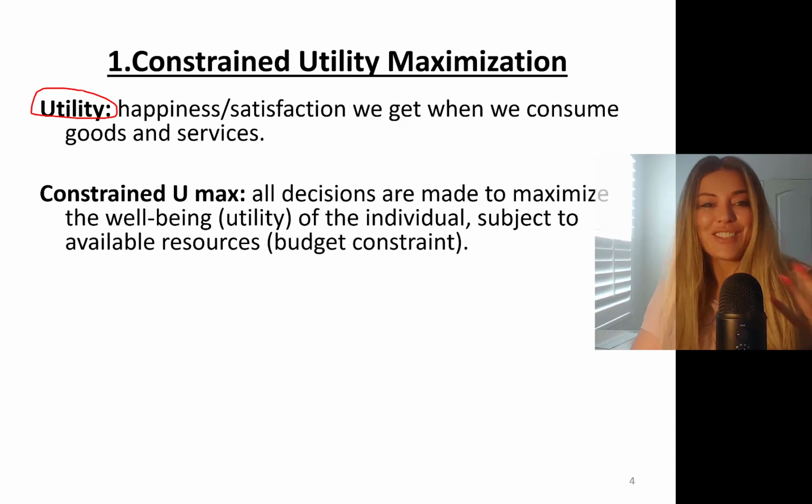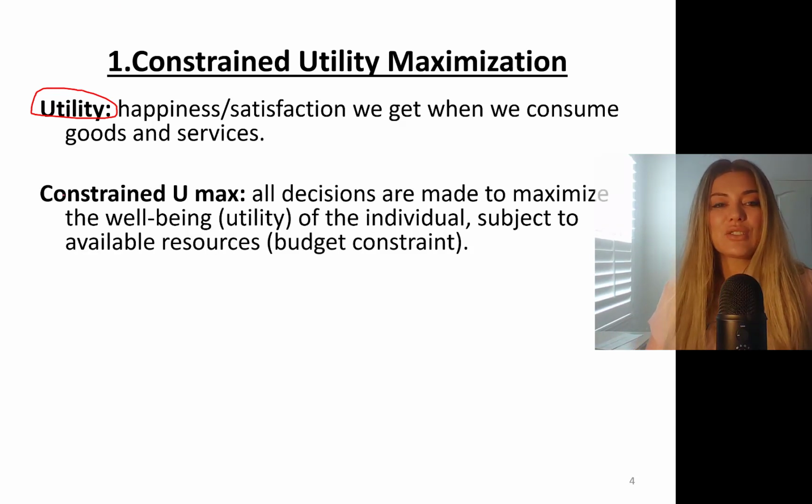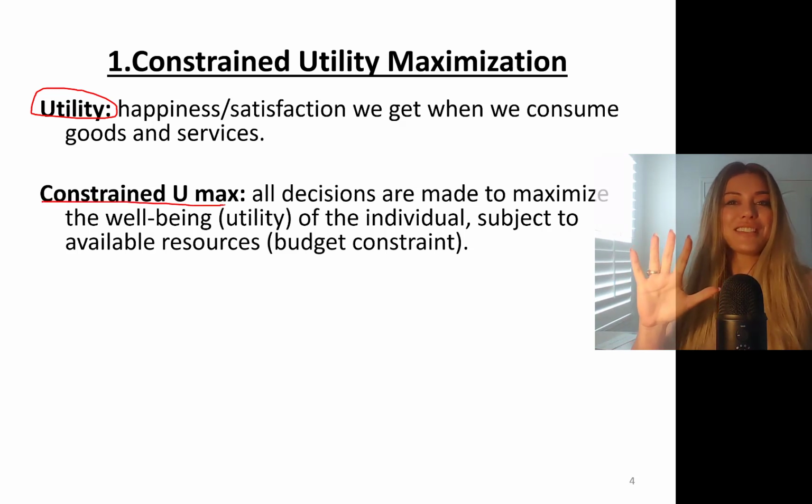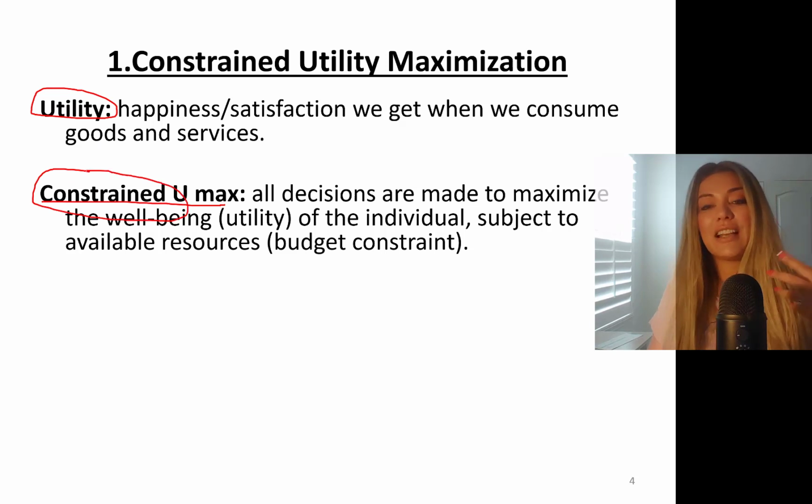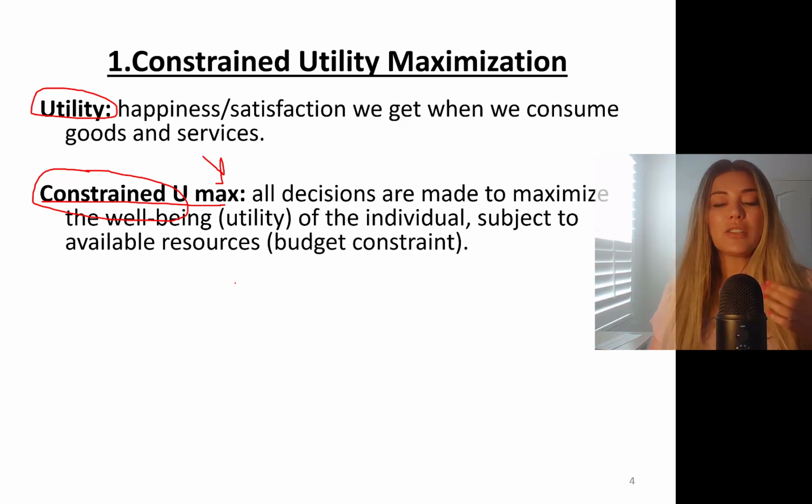So let's talk about constraint. U is for utility, constrained utility maximization. So this is exactly what I was talking about. I have $5, right? I have a budget limit. That's what constrains my happiness choice, right? I have $5 to make myself as happy as possible. That's where the constrained utility maximization comes in. I'm trying to make myself as happy as possible. So the definition says all decisions are made to maximize your well-being, the utility of the individual, subject to available resources, which I had $5. That's a budget constraint.